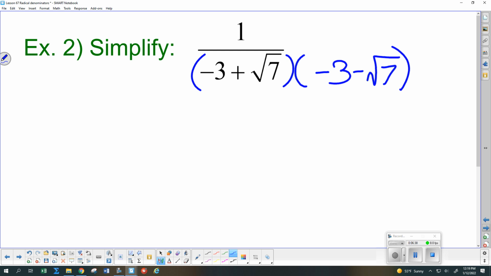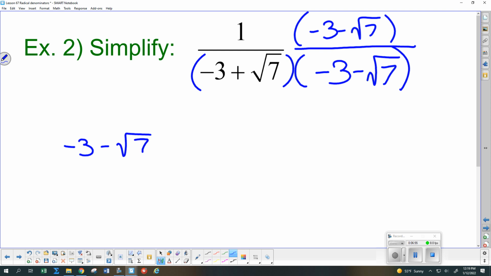I also know it's going to be 2, but I'll write the work down again to make it look more like a problem when you do it. But I can't just multiply the denominator. I have to multiply the numerator also. Okay, numerator's easy. 1 times that parentheses is -3 minus root 7.